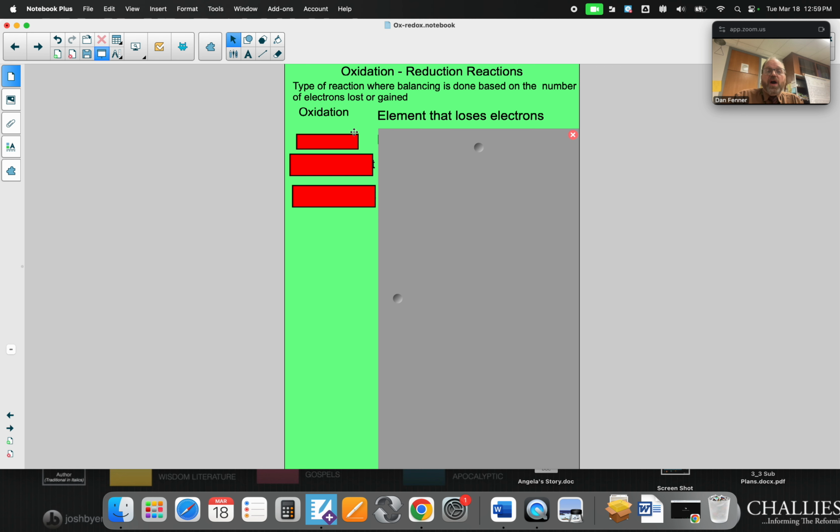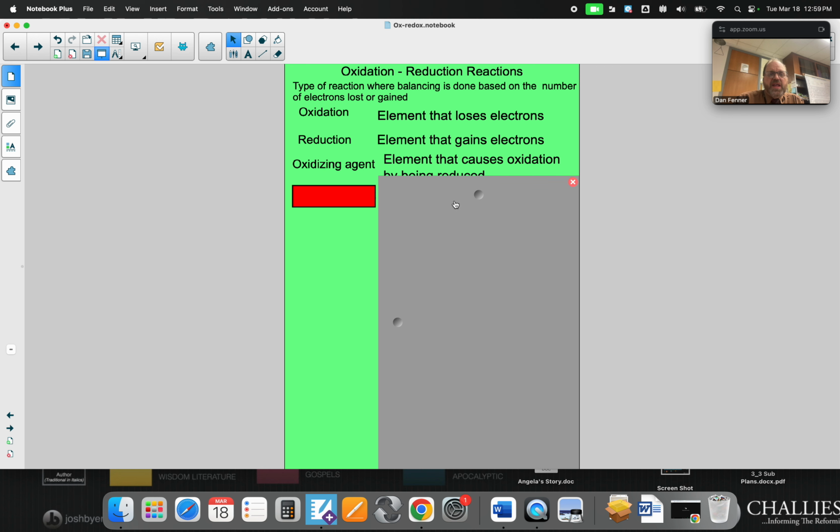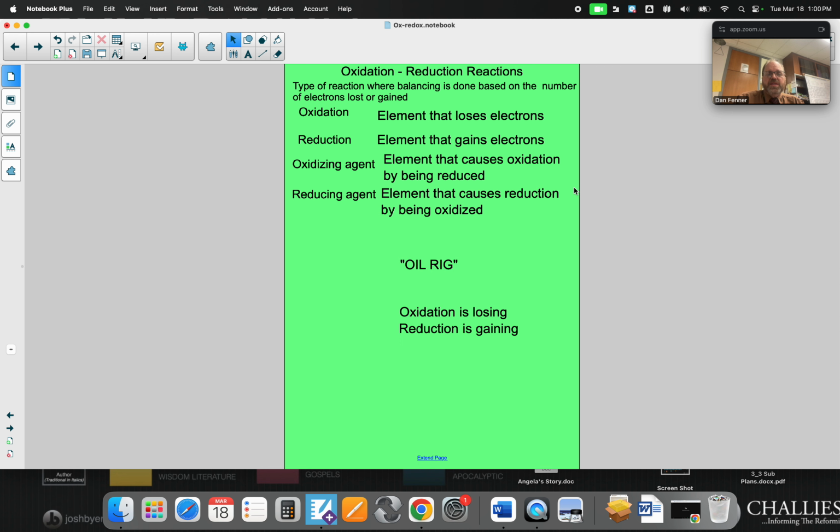All right, so if oxidation is losing, then reduction is elements that gain electrons. Now we have two other terms. We have what's called an oxidizing agent. It's an element that causes oxidation by being reduced. The one that is reduced is the one that causes oxidation, so we call that the oxidizing agent. And conversely, the reducing agent is the element that causes reduction by being oxidized.